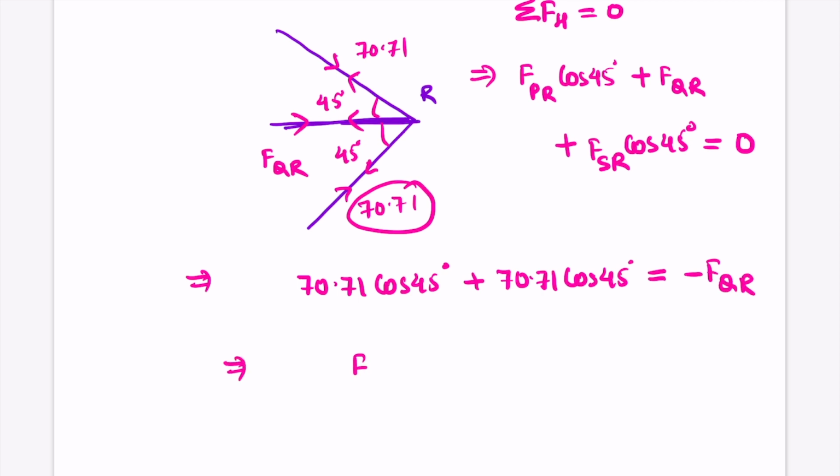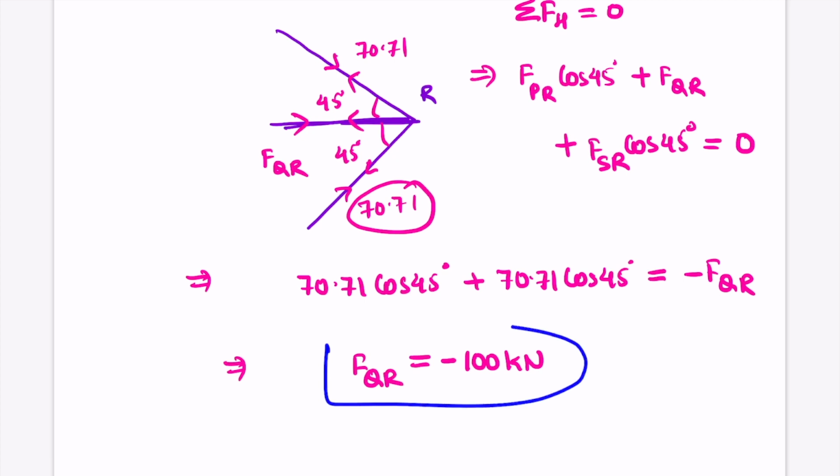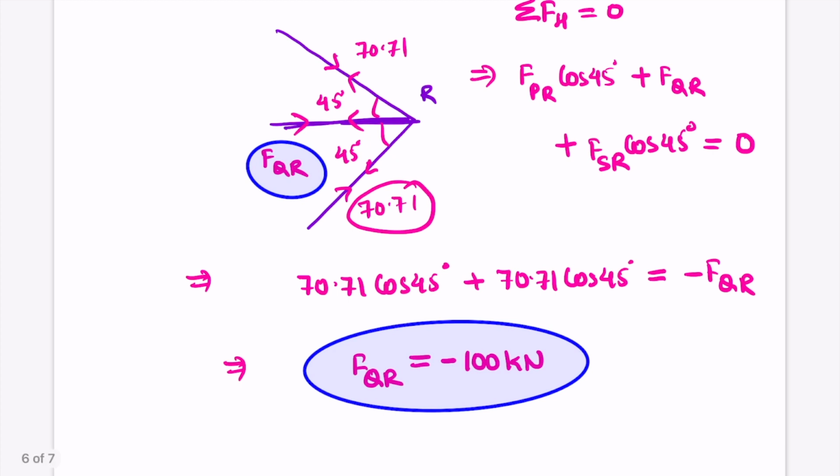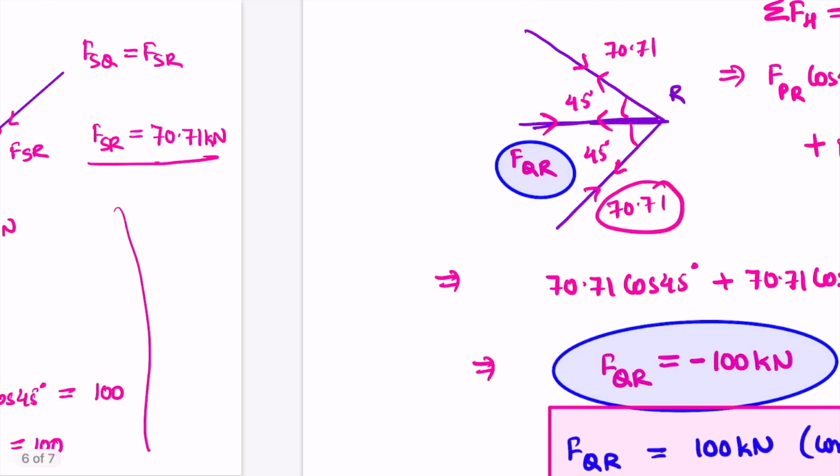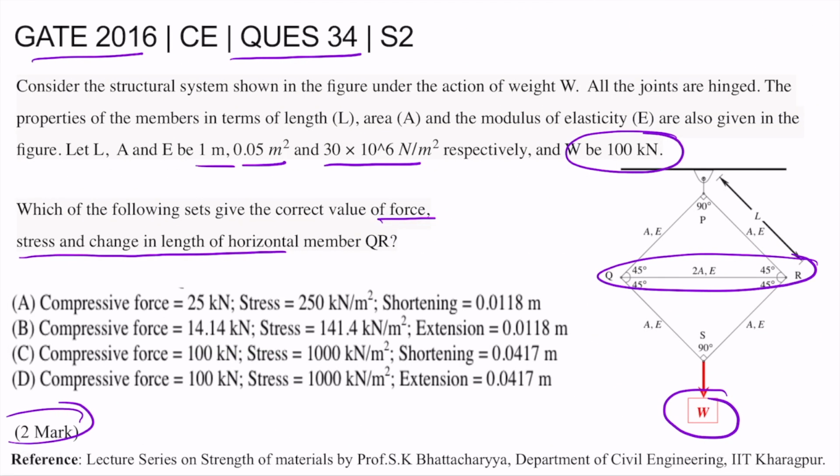From here we get the value of FQR as minus 100 kilonewton. So initially we have assumed forces to be tensile in FQR. So negative sign indicates that FQR is a compressive force. So 100 kilonewton we can write in the bracket compressive, right? So this is the answer we got for FQR. In our problem we were asked to find the value of force in member QR. So we got our answer as 100 kilonewton.